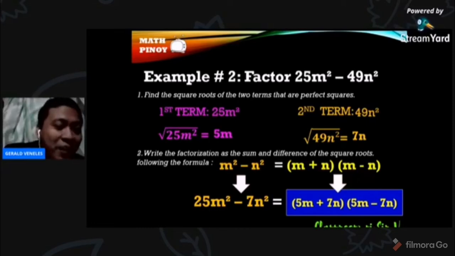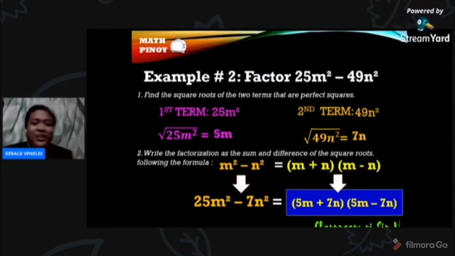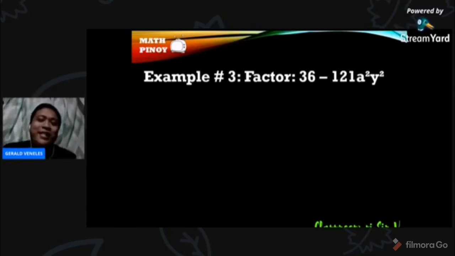Wow, ang daming nakakuhang sagot. Correct. So, mukhang sisiw lang yung topic na to para sa inyo. Let's proceed on example number 3. 36 minus 121 a squared y squared.